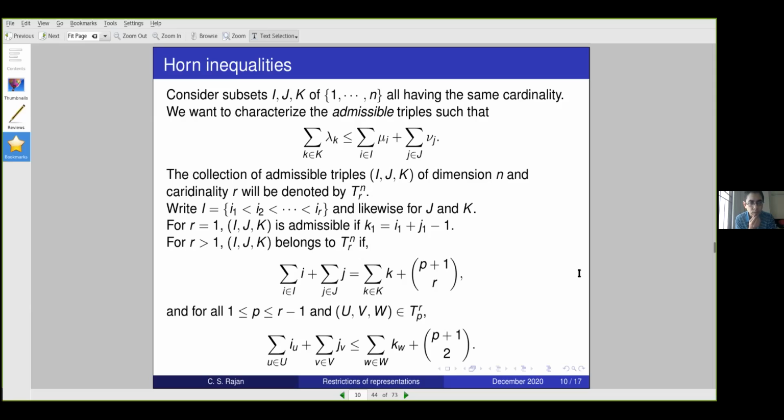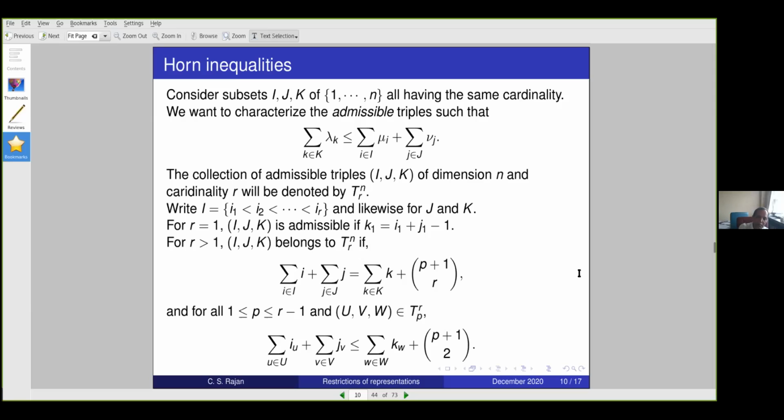See, R_ijk belongs to T and R. These conditions should be satisfied. First of all, the summation of i plus the summation of j equals the summation of k, plus the equality should be satisfied. Yes, what is P there? That's exactly. And for all P less than R.